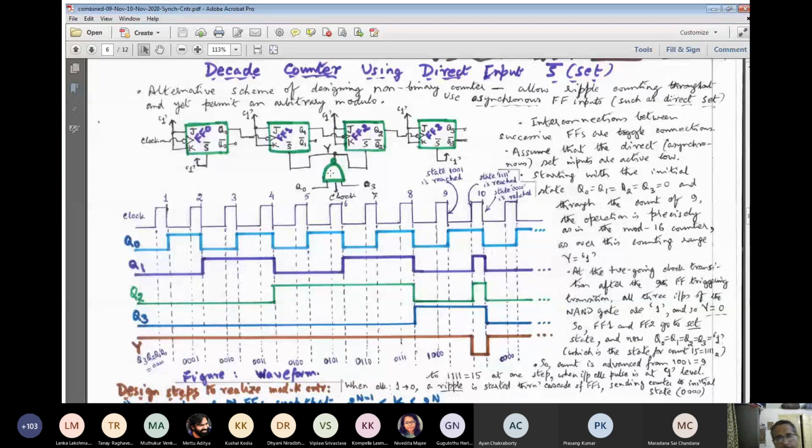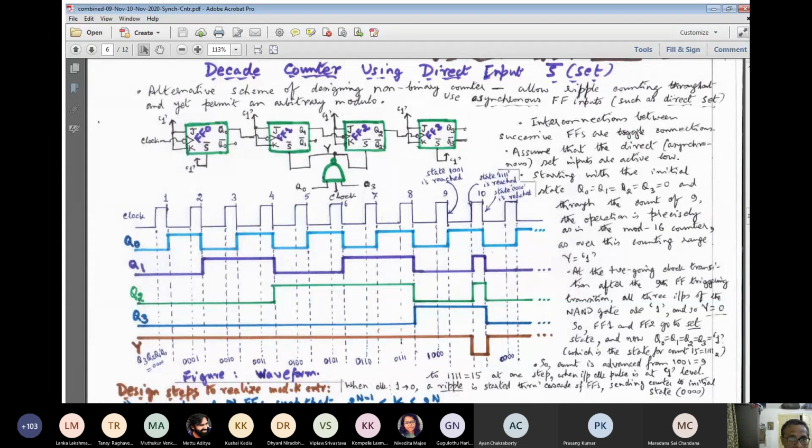Interconnection between the successive flip-flops is purely toggle connection, ripple connection. So the clock input of FF1 is driven by the Q0 output, the normal output of FF0. The clock input of FF2 is driven by the normal output of FF1. Now, the clock input of FF3 is directly driven by its immediate left neighbor, namely Q2. You can expand the scheme without any bound.